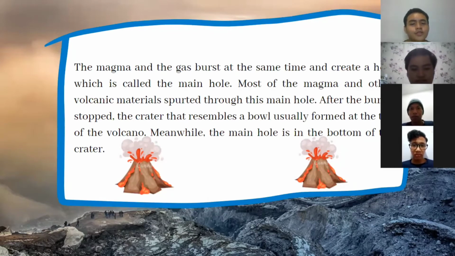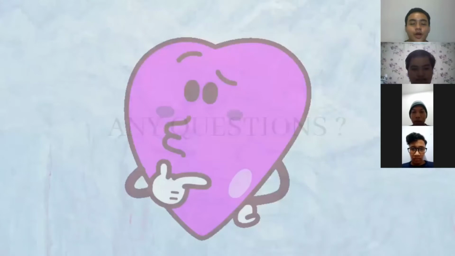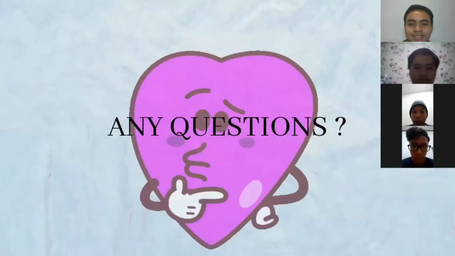The magma and the gas burst at the same time and create a hole which is called the main hole. Most of the magma and other volcanic materials are spewed through this main hole. After the burst stops, a crater that resembles a bowl usually forms at the top of the volcano. Meanwhile, the main hole is at the bottom of the crater. All right, guys, that is the process of volcanic eruption. Any question?